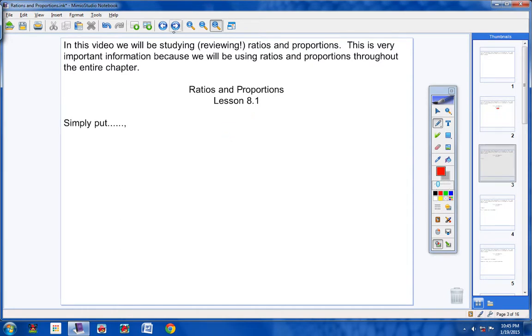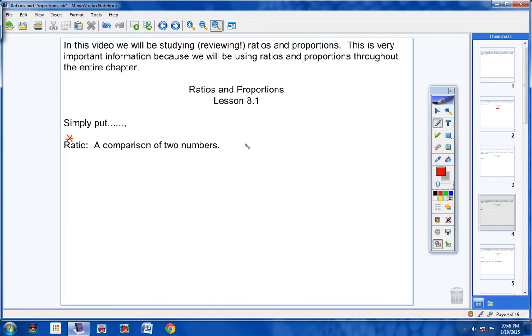Alright, let's continue on now. Simply put, and please copy this down, you're responsible for this definition. A ratio is a comparison of two numbers. You're responsible for this, so please make note of that. Simply put, a ratio is a comparison of two numbers.